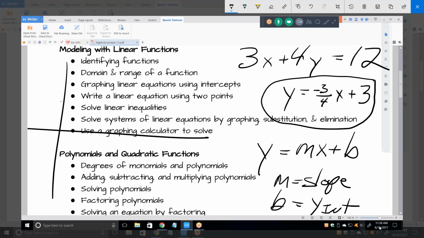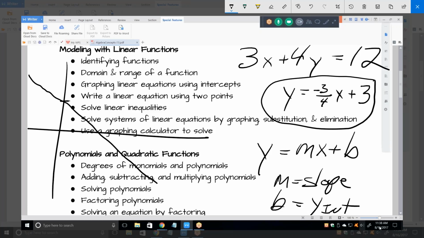I go to the y-intercept to start with at 3, and I put a -3/4 slope in there. Well, a -3/4 slope is about like that. So when you have it in y equals mx plus b format, it's very easy to graph. Okay?